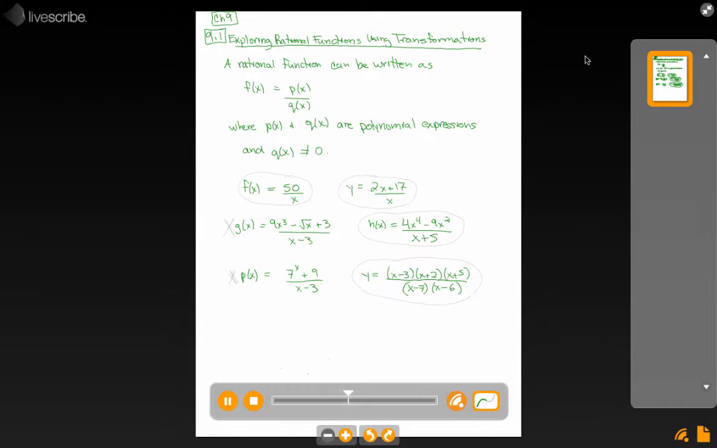You'll see all these. The first one, definitely 50 could be considered a polynomial expression, pretty simple one, as is x, but definitely that is a rational function. Second one as well, polynomial over polynomial.